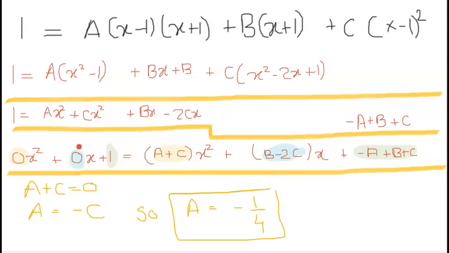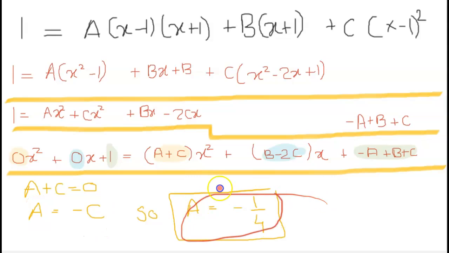Why do I want to add this 0x squared and 0x? Because I want to match the coefficients. Okay, now what does it mean? The terms are only going to be equal if the 0x squared is equal to a plus c x squared, which means a plus c should be equal to 0. So I wrote that thing here. Now also b minus 2c should be equal to 0 as well. And also minus a plus b plus c should also be equal to the constant, which is just a 1. Now I got a plus c equals 0, which means a equals minus c.